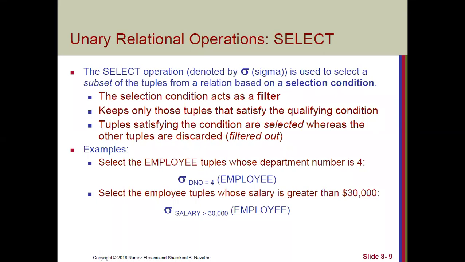Let's assume another query. Select the employee tuples whose salary is greater than 30,000. So this is represented as sigma because it is a select query, and what attribute is used? The salary attribute is used, which is there in the employee. So salary is greater than 30,000, which is actually your filter or qualifying condition, you can say, or a selection condition, and this is applied to the employee. So this will give you the resultant tuples which qualify this particular condition.